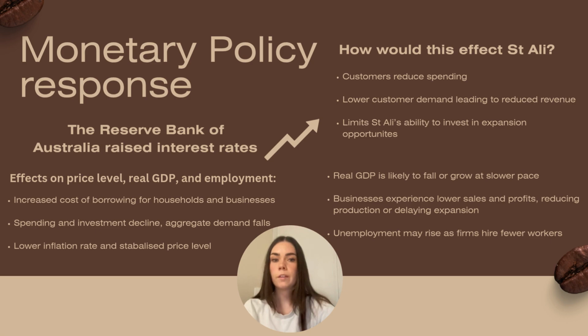So, what were the effects on the price level, real GDP, and employment? Higher interest rates increase the cost of borrowing for households and businesses. Mortgage repayments rise, leaving consumers less disposable income to spend. Businesses are also less likely to borrow money for investment and expansion. As spending and investment decline, aggregate demand in the economy falls. This reduces upward pressures on prices, helping lower the inflation rate and stabilise the price level over time.